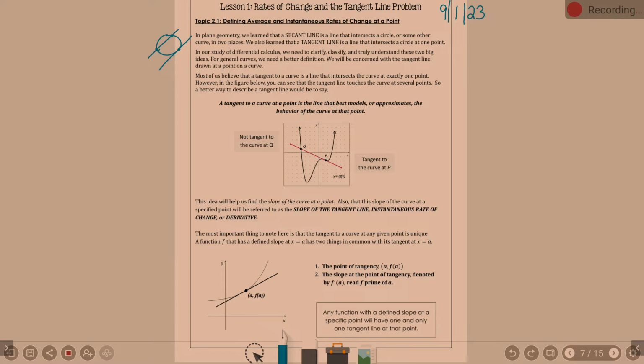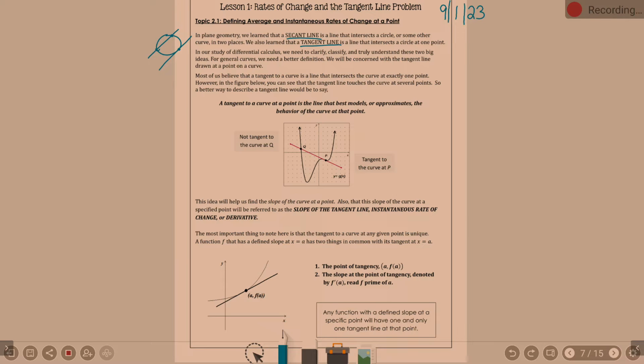It's not necessarily a diameter or anything. It just crosses through and intersects in 2 points. Okay? So a little bit of vocabulary. And I'm going to tell you guys, this whole tangent line thing, we use it a ton when we talk about derivatives, because it's involved in the definition of derivatives.